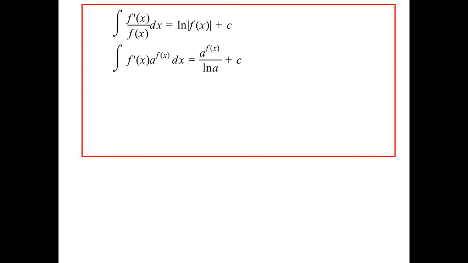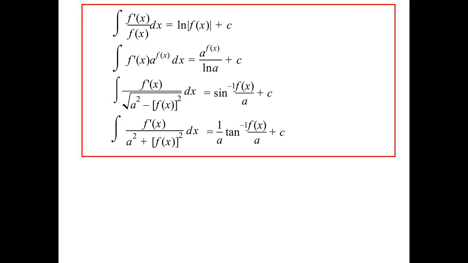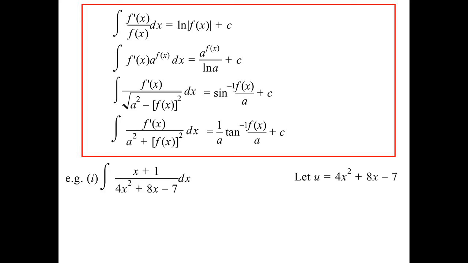Now, the most recent ones that we've seen, the derivative over the square root of a squared minus function x squared is inverse sine, and the inverse tan one as well. Notice it doesn't on the reference sheet say 'or equals negative inverse cos.' That's just something we need to know, because it may be more useful to use inverse cos depending on the actual question itself. Okay, now in extension 1, they give you the substitution to use.